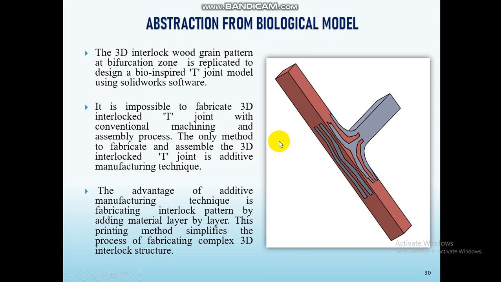And then abstraction from the biological model. Here, how I abstract is the 3D interlock structure from trees and the suture interfaces from ammonites, stickleback fishes, and diatoms. I combined all these things to develop a joint that will withstand high load. So that's the abstraction from the biological solution.